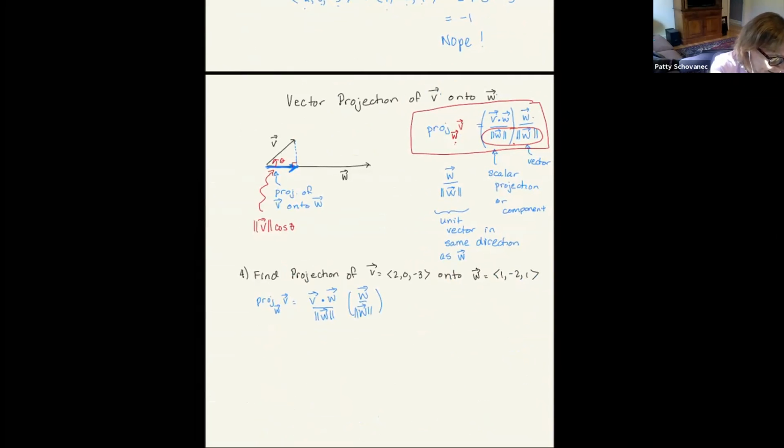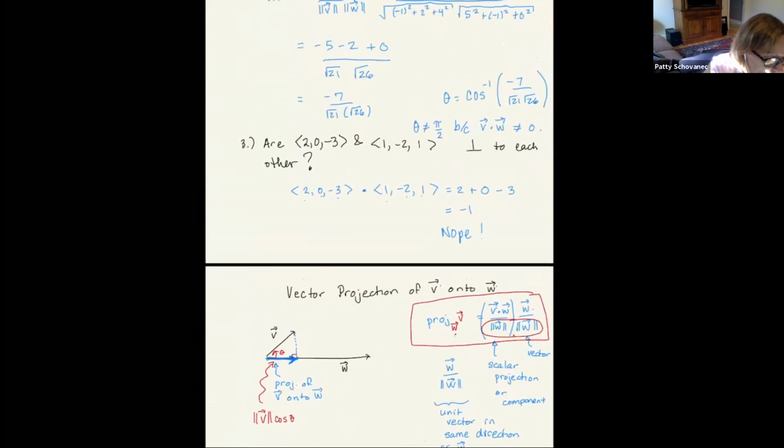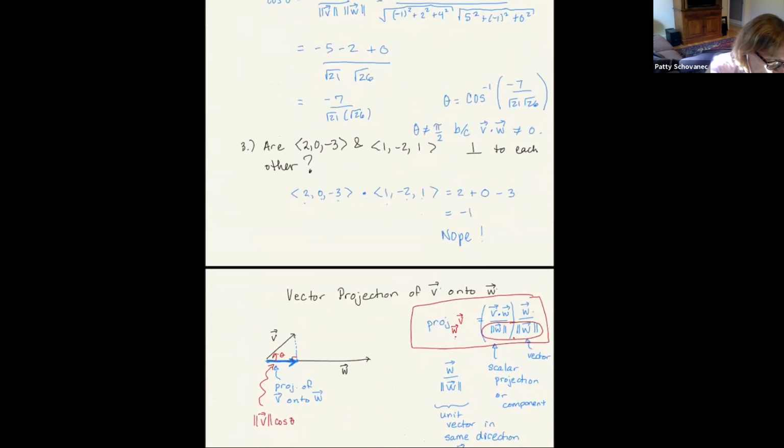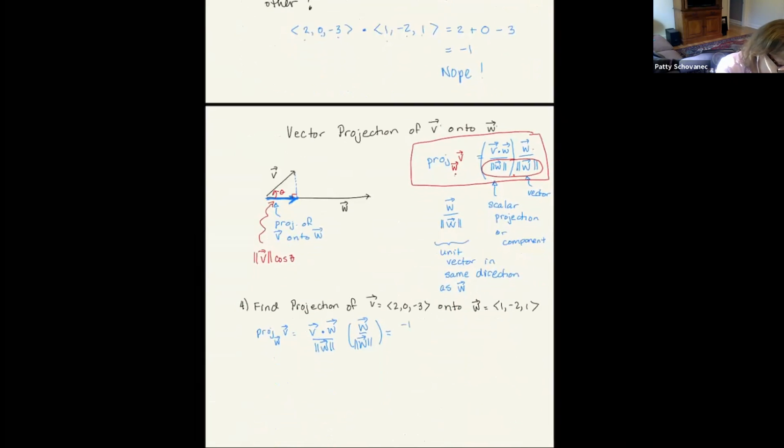And so, let's see. V dot W we found up here as being -1. The magnitude of vector W we found earlier, maybe. Let's just put it right here: the square root of 1 squared plus (-2) squared plus 1 squared. And then we multiply it with vector W divided by its magnitude.